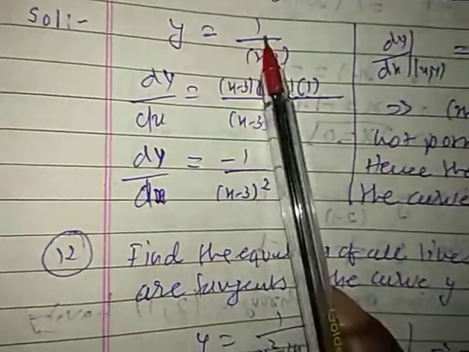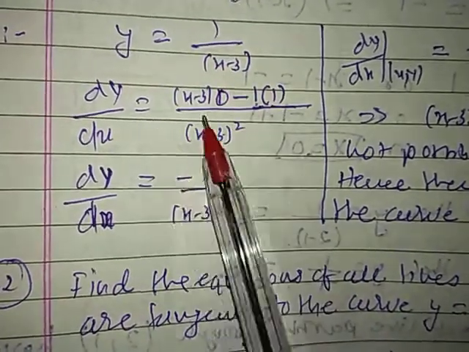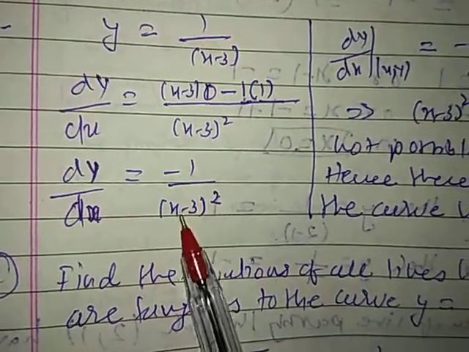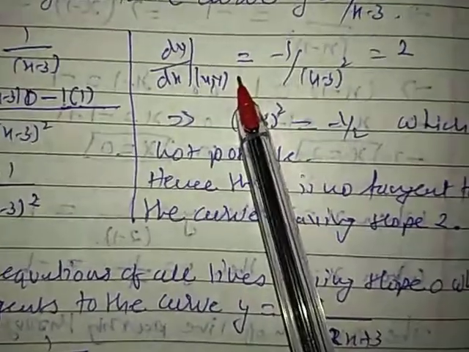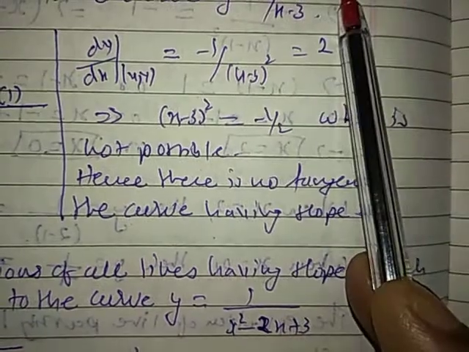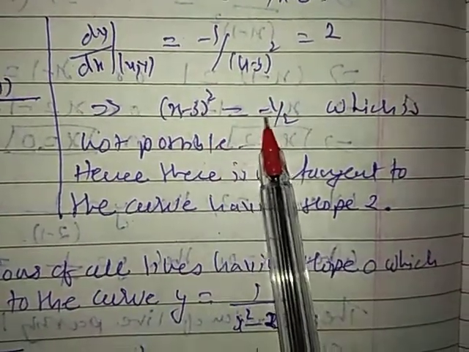So here y is equal to 1 upon x minus 3. If you take the derivative of it, you will get minus 1 upon (x minus 3) whole square at point x and y. Okay, this is equal to the slope 2. So if it is equal to 2, then it will become minus half.